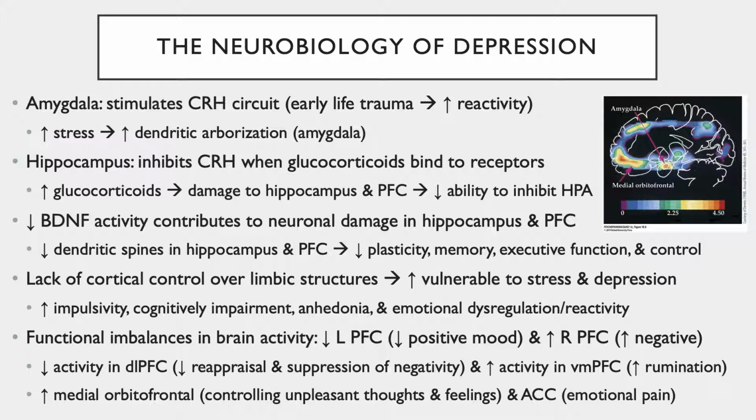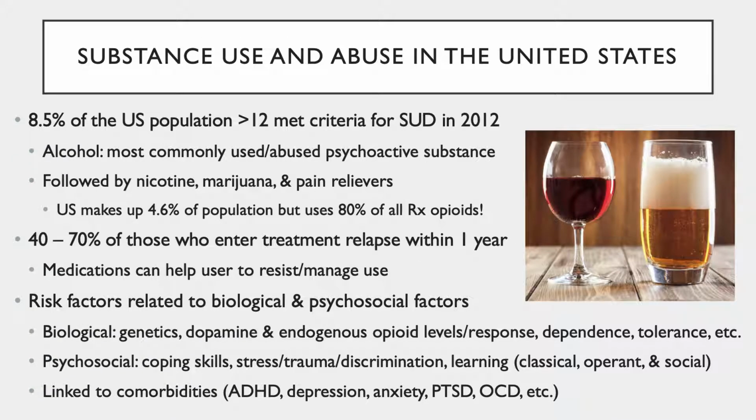Moreover, higher activity in the medial orbitofrontal cortex is associated with trying to control unpleasant thoughts and feelings, oftentimes an attempt that is not successful. And the anterior cingulate cortex, which was mentioned earlier, relates to emotional pain, as well as sadness, fear, and foreboding. Unfortunately, one common way that people attempt to cope with pain and depression is with substance use.